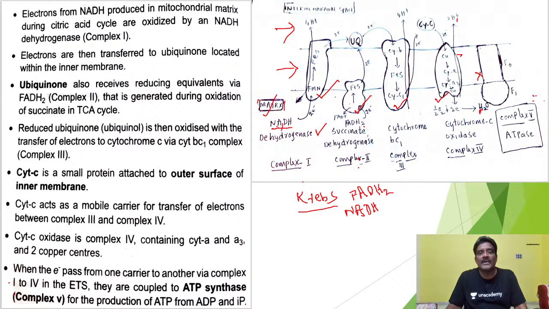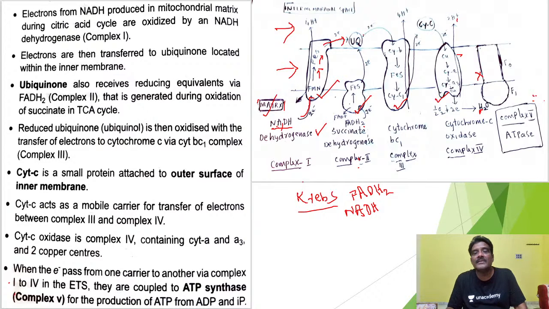And here this is the first complex, NADH dehydrogenase. So NADH molecules get oxidized here. Because of the oxidation of NADH, electrons are accepted by complex 1. Through complex 1, the electrons are transferred in this direction through flavin mononucleotide and also iron sulfur, and finally they are received by ubiquinone here.